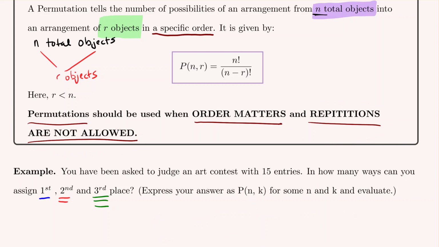So we know why order matters, we know why repetitions are not allowed. Two key features that we need to focus on once we realize we can use permutation is what is the value of n, and what is the value of r in this particular problem. Remember, n is the total number of objects that we start with, and then r is the smaller number of objects that we're looking to arrange in a particular order. So read through our problem and think, what would you find n to be, and what would you find r to be?